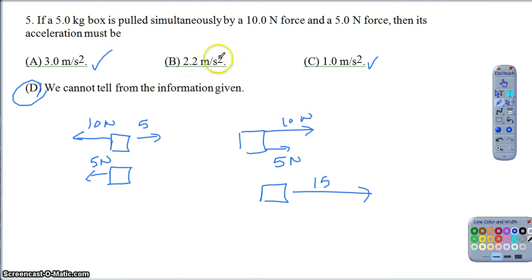If you're curious, the 2.2 could just happen from maybe if I had those two forces that were pulling towards each other but not directly in line. So maybe I've got something more or less like this, where the 5 is pulling off at some angle and the 10 is pulling off horizontally. I could get 2.2 meters per second squared as well. Okay, so I just don't have enough information regarding the angle or the direction of these to know for sure which of those options could work. So again, option D, I just don't have enough information.